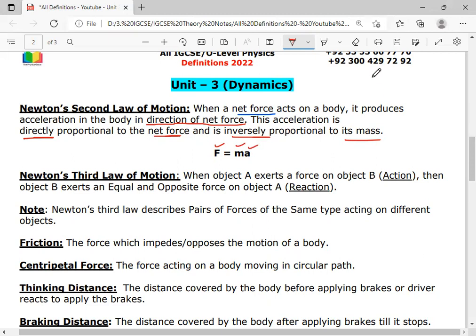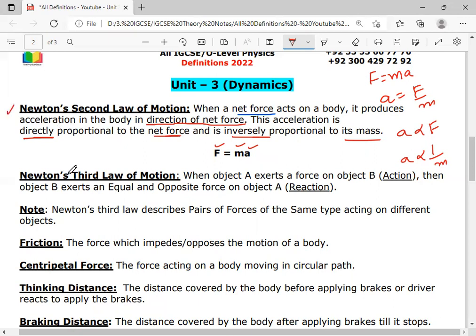Now, from this equation, F = ma, we can write the formula of acceleration: a = F/m. From here, you can see the relation between acceleration and force, as well as acceleration and mass. According to this, force and acceleration are directly proportional to each other, and mass and acceleration are inversely proportional to each other. So when force increases, acceleration also increases, and when force decreases, acceleration also decreases, while when mass increases, acceleration decreases, and when mass decreases, acceleration increases.